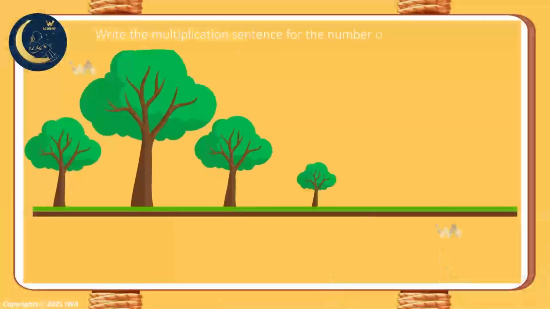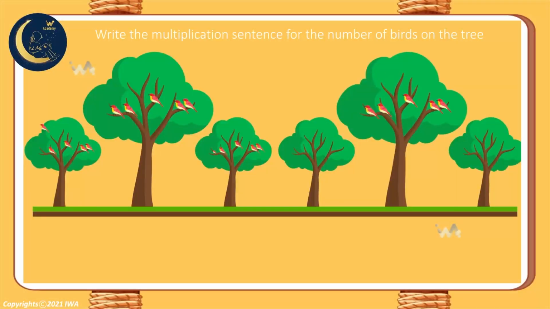Look here, friends. We would like to express the number of birds on the trees using the appropriate multiplication sentence. Come on, can you tell me how to write the multiplication sentence? Brilliant! We write the number of groups multiplied by the number of objects in each group. How many groups do we have here? 6 trees. Great. Multiplied by the number of objects in each group. How many birds do we have on each tree? 5. So we have 6 multiplied by 5, and that equals 30. So we have 30 birds.